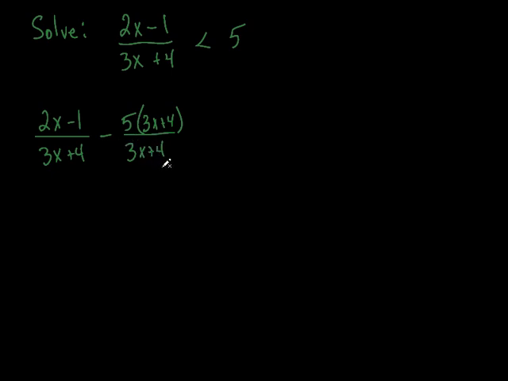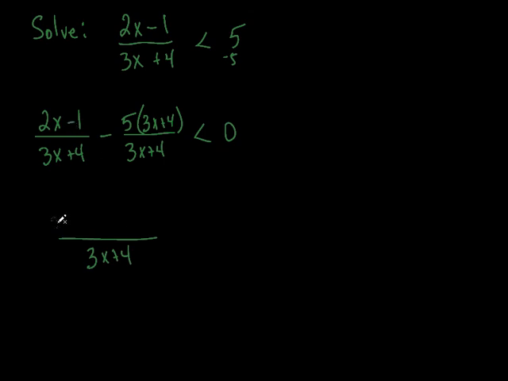Why did I pick 3x plus 4? Did I just pick that out of the blue? Of course not. Found a common denominator. Okay. And what's this less than what? 0, because I subtracted a 5 from both sides, didn't I? Okay. Let's clean this up a little bit. My common denominator is going to be 3x plus 4. I'll just leave that the way it is.